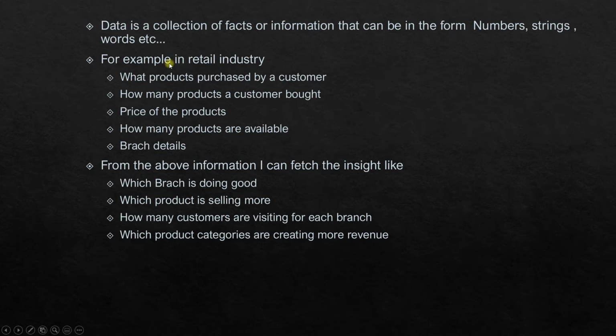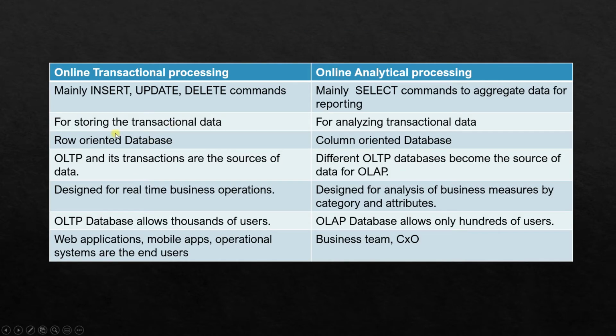So OLTP is used to store the transactional data, whereas OLAP is used to analyze the transactional data. Typically, OLTP is a row-oriented database, whereas OLAP is mostly a column-oriented database. What is row-oriented and column-oriented? These are interesting, and they make lots of difference when you talk about the technical architecture of the databases. Now we'll quickly take an example and see how it works.